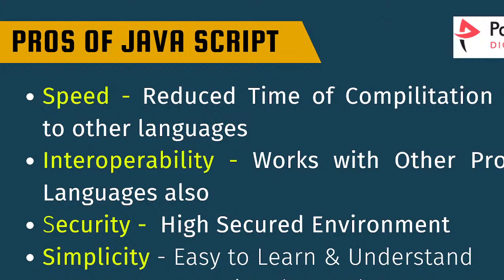Okay. So the first advantage of using JavaScript is speed, where it reduces the time for compilation compared to other programming languages like Python. Why? Because Python uses an interpreter, so it takes a lot of time to execute code. Okay, like one after the other line it has to execute, right? So only it will take a lot of time. Okay, whereas interoperability.